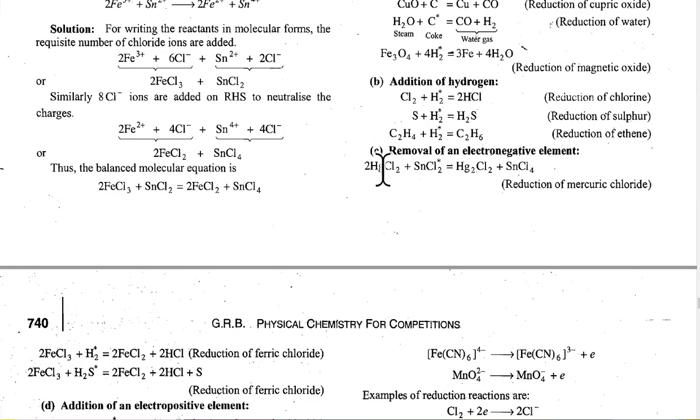I repeat again, here you can see 1 Hg with 2 chlorine, but here with 2 Hg there is only 2 chlorine. There should be a total of 4. But in this reaction, the 2 chlorine atoms get transferred from mercuric chloride to SnCl2, and SnCl2 gets converted into SnCl4. Stannous chloride gets converted into stannic chloride. So students, I hope you understood very well.